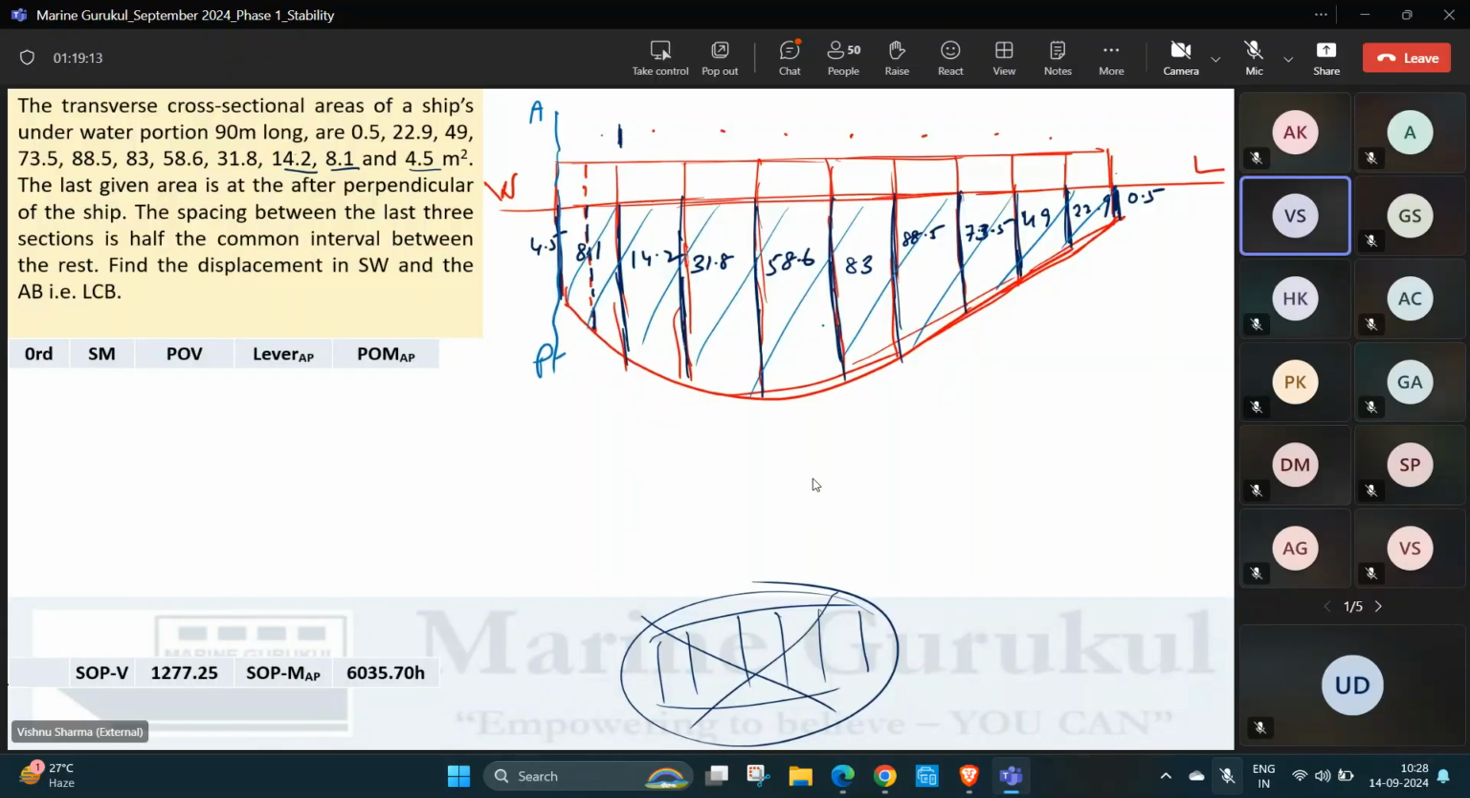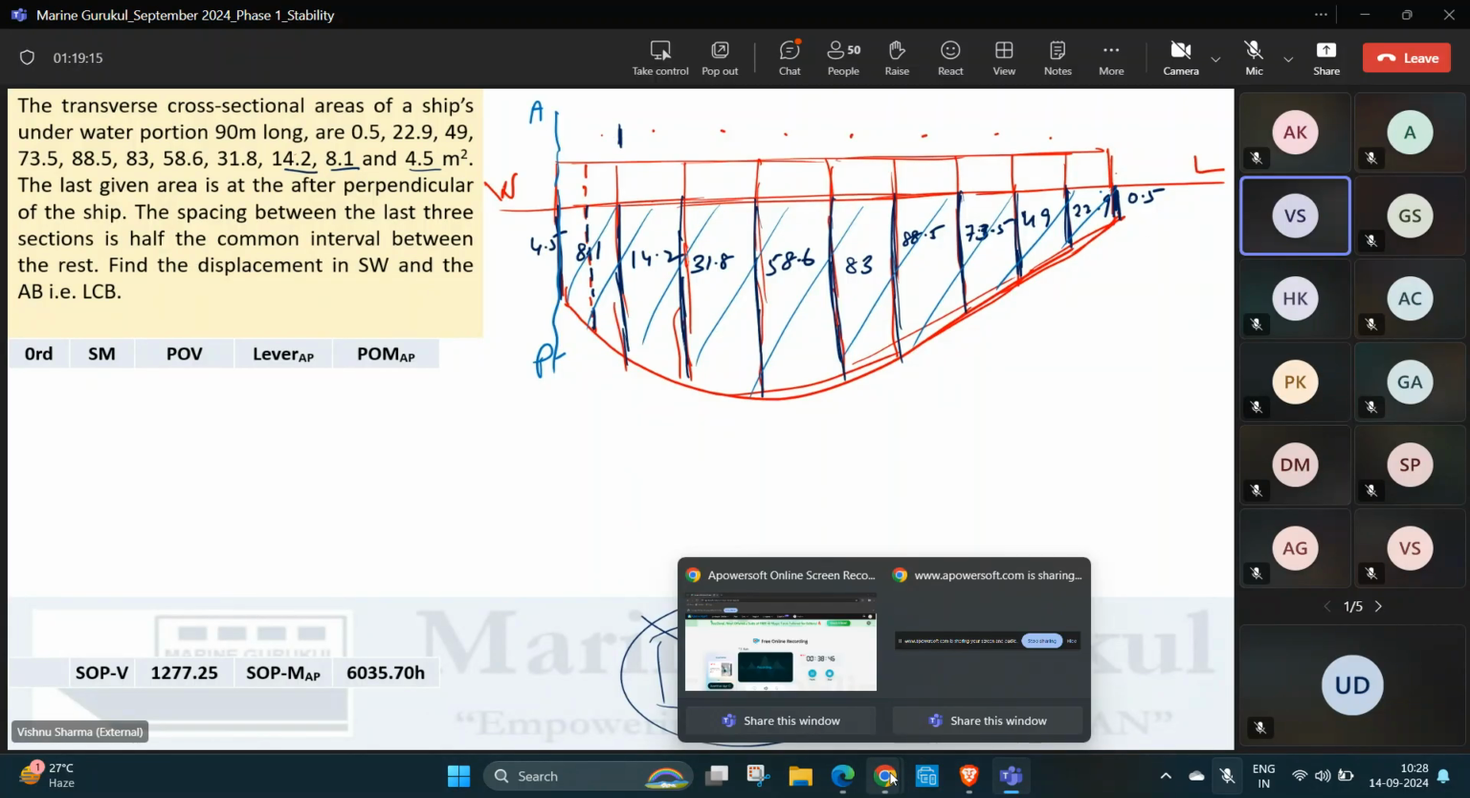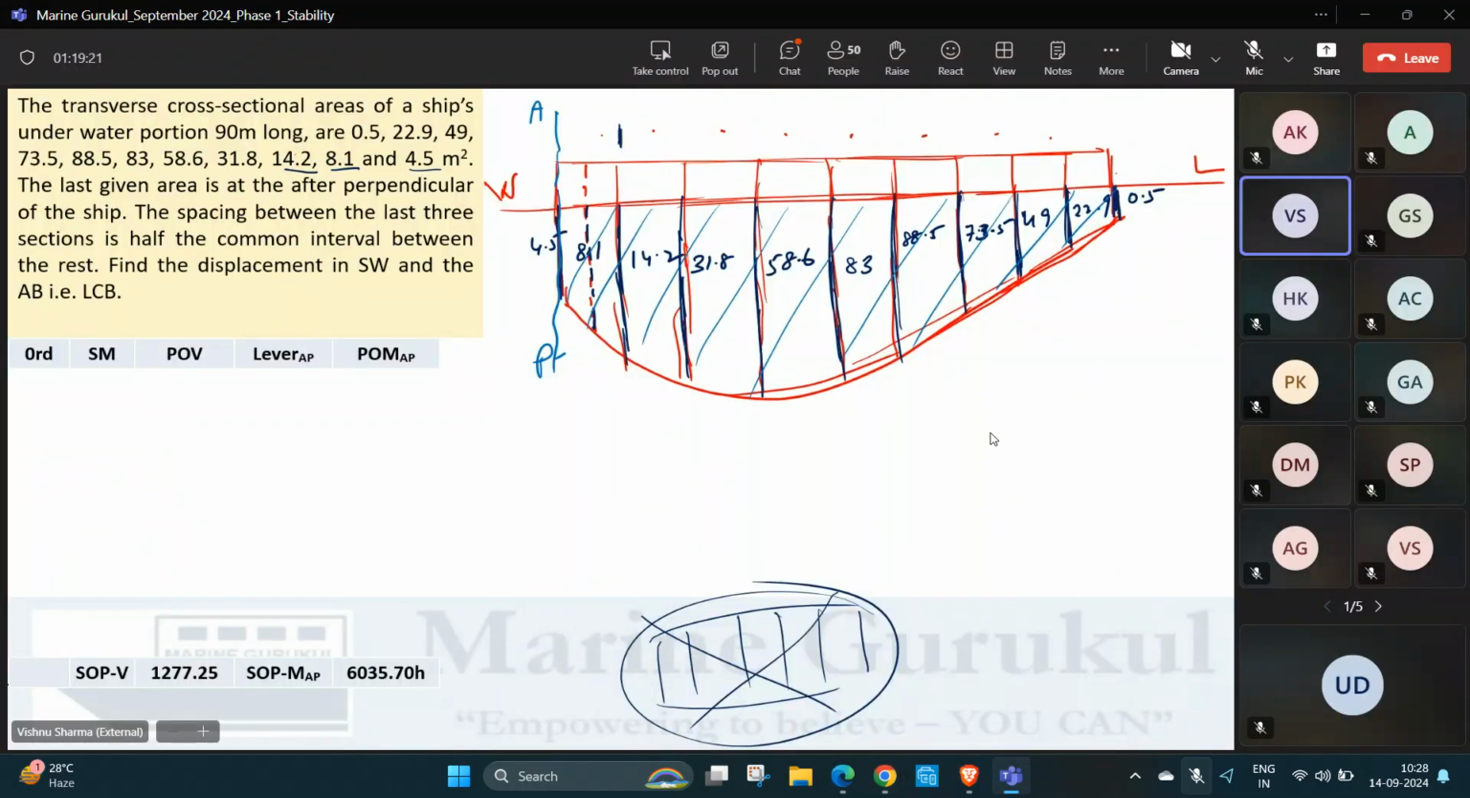You can take the moment. So now you'll get the moment of the volume about which axis? You'll get it about after perpendicular. And if you get the moment about after perpendicular, you'll get the distance of the centroid from after perpendicular. And the centroid of the volume of buoyancy from after perpendicular is your LCB. I hope the question is now clear to everybody, guys.